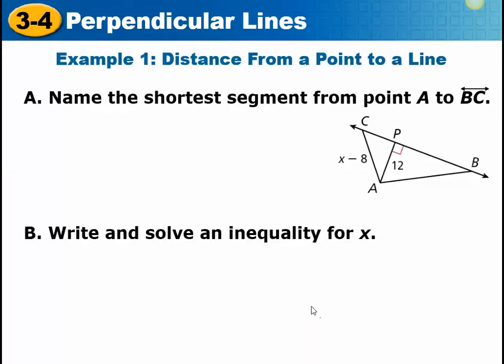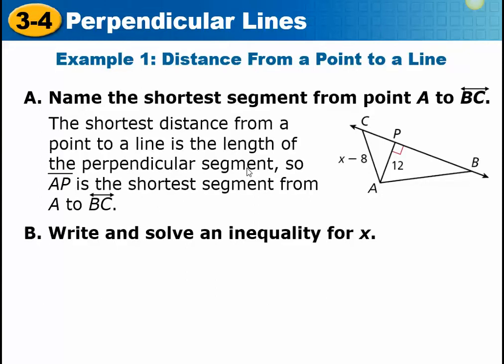All right, in this example, we're going to name the shortest segment from point A to BC, and BC is a line. See the line? And they'd give you 3 segments to choose from. We could choose AC, AP, or AB. Well, the shortest segment is the perpendicular to the line one, so AP, because the distance from a point to a line is always defined as the shortest segment, the perpendicular segment from that point to the line.